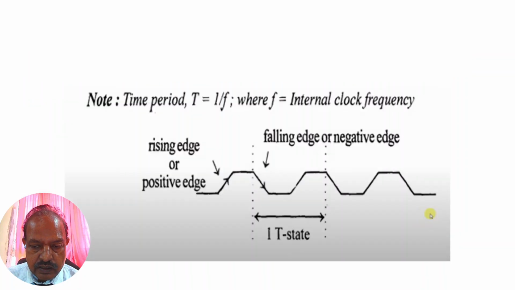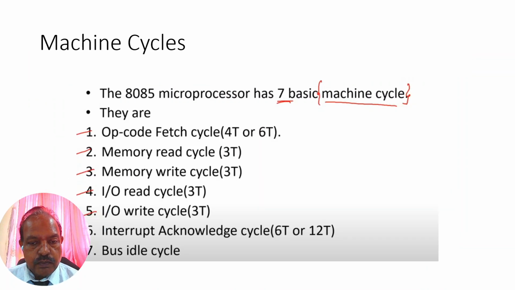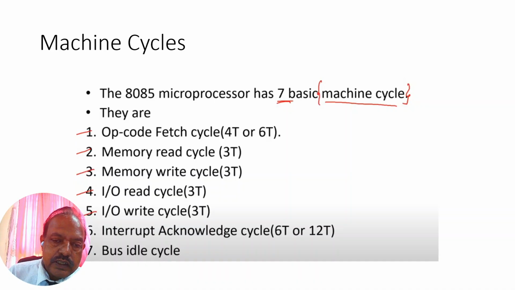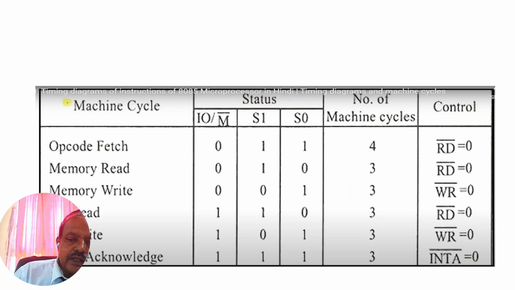What I am telling you is T state, right? Then memory read is 3 T states. Memory write also 3 T states. IO read is 3 and IO write also 3. Then interrupt acknowledgement, INTA, takes 6T or 12T. Then the bus idle cycle will be there. So how many are there? There are seven basic cycles in 8085: opcode fetch, memory read, memory write, IO read, IO write, interrupt acknowledgement, and bus idle. In each execution, these will definitely be there, right?